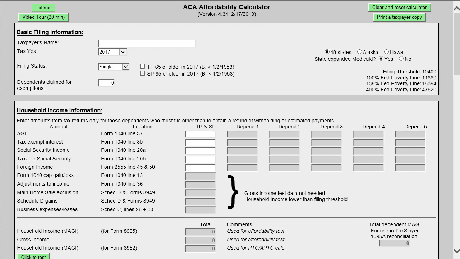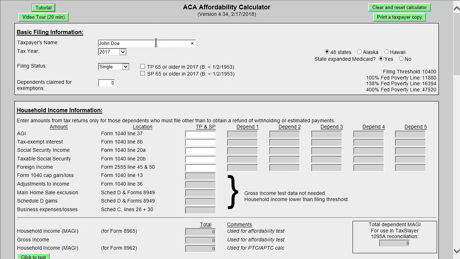This video is an introduction to the affordability calculator and helps determine if the taxpayer and/or any of the taxpayer's dependents qualify for an affordability exemption. So the first thing we need to do is put in the taxpayer's name.